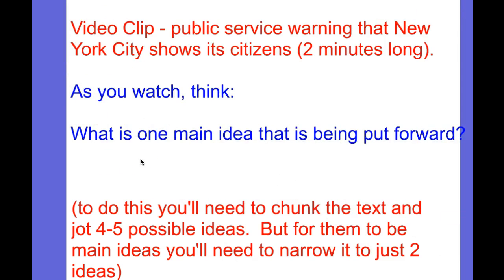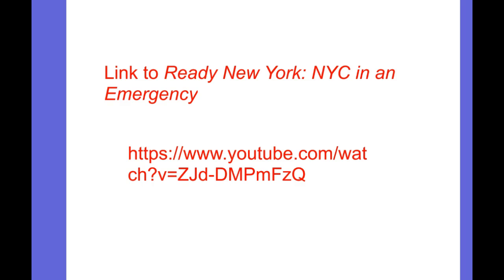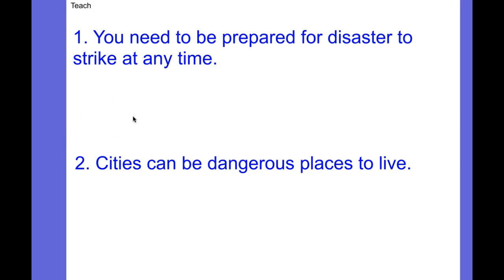All right, so now that you watched that, and you can go back and watch it again if you need to, just rewind the video. And you had to think of, what are some main ideas? And it talked a lot about disasters, like what can you do to be prepared for a disaster? And the other thing that it talked about was cities can be dangerous places to live. Not only New York City, but large populated places. They can be hard to evacuate. The power could go down and it would take a long time to get the power back up and running. So 2 main ideas that were really talked about in that really quick video clip.